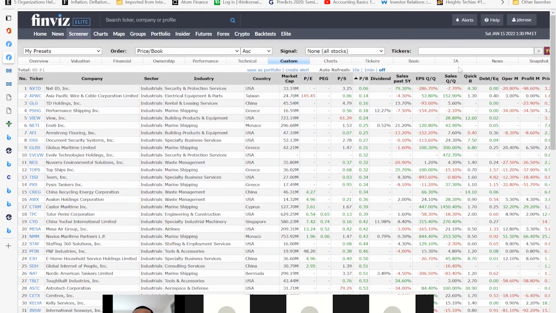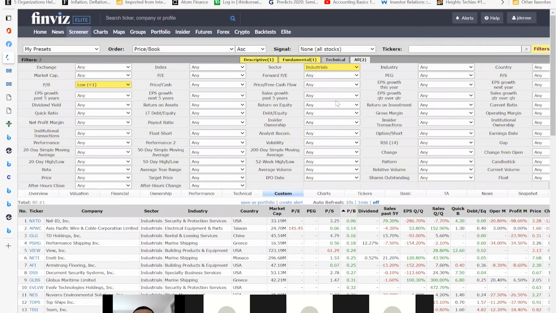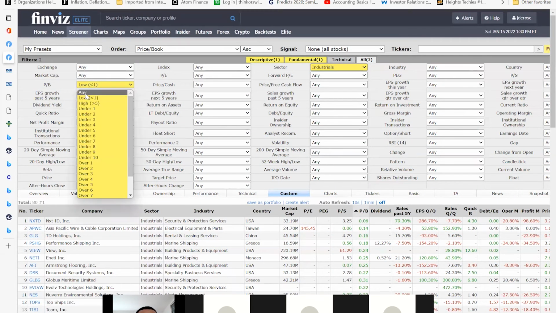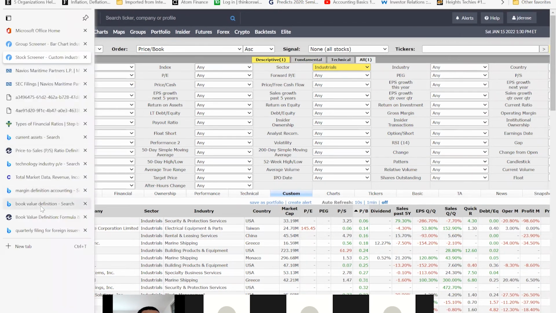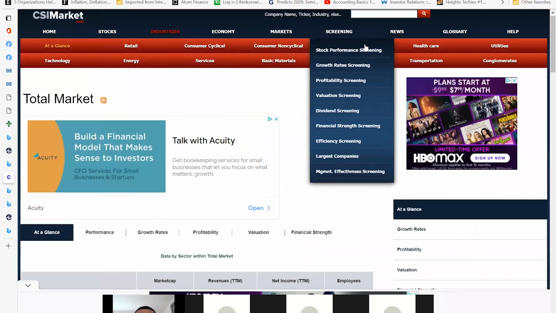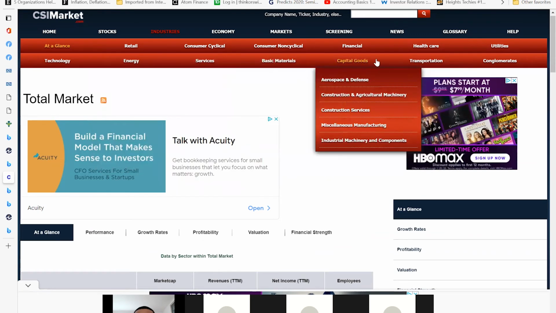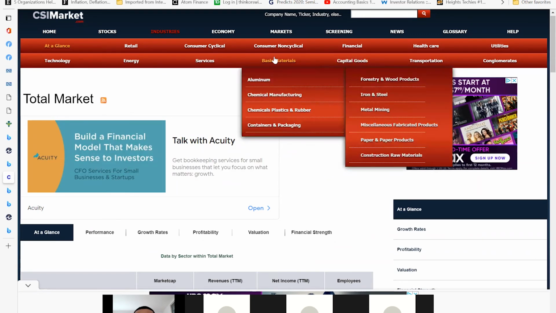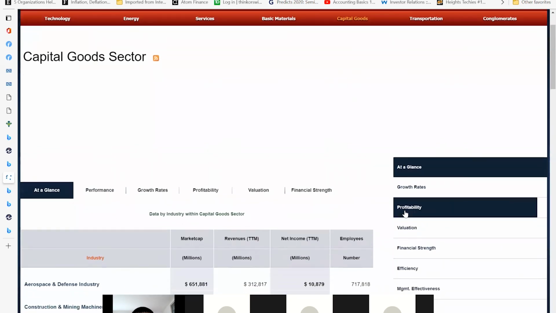Let's open up filters. All right, so let's not even look at price to book. Let's first look up the average PE for the industrials industry. You know what? They don't just have industrials. You see, this would be considered industrials. This would be considered industrials. So you have these broken down into 2 separate categories. So let's just click capital goods and see what that is.